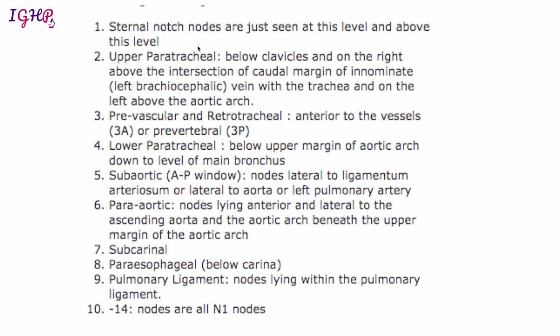Now these are the different stations from which they will take samples with endoscopic ultrasound. So station 1 is the sternal notch nodes, then we have upper paratracheal nodes, prevascular and retrotracheal lymph nodes, lower. So these are the different stations of the lymph nodes, and the commonly sampled one is the subcarinal or station 7 lymph node. So these are the different lymph nodes that are present at different stations.